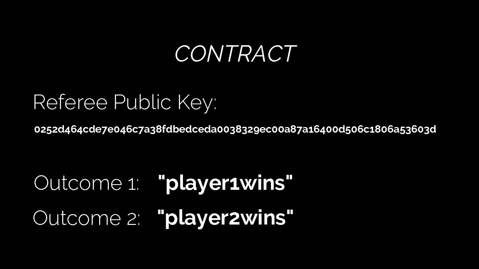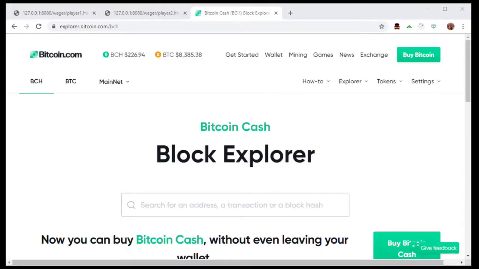The referee's public key has been publicly broadcast beforehand, as well as the two strings, "player 1 wins" and "player 2 wins," that represent the two different outcomes. When the event is complete and a winner has been declared, the referee will publicly broadcast a signature that corresponds to either player 1 wins or player 2 wins. That signature will correspond with the public key. So this is entered into a contract. The contract has already been made at this point and is ready to be wagered on by two players.